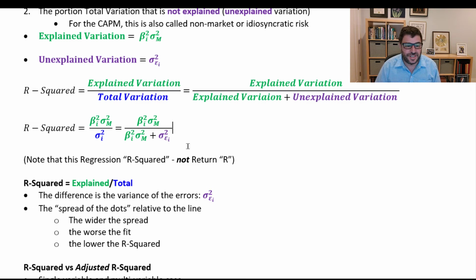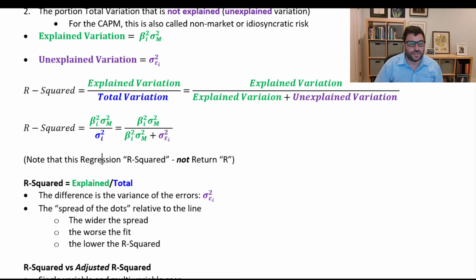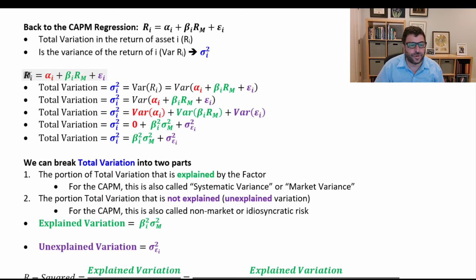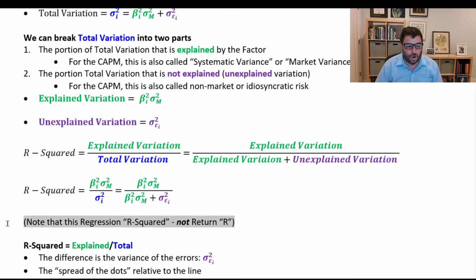Later what we're going to see is how widely spread the dots are relative to the line. If the dots are really close to the line, then there's not a lot of unexplained variation, and R squared is very high. But if the dots are really far from the line, then there is a lot of unexplained variation, and the R squared is very low. And just to be clear, and I know this is super annoying because up here I have R for return, but now I'm talking about R squared. This is a different use of the letter R. This is the regression R squared. It's not the return R.